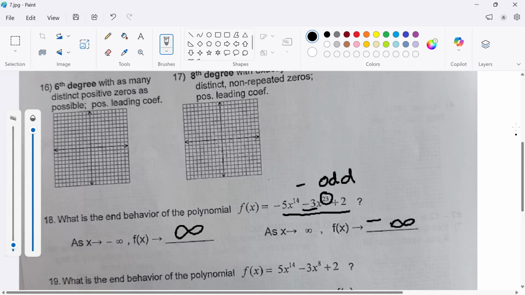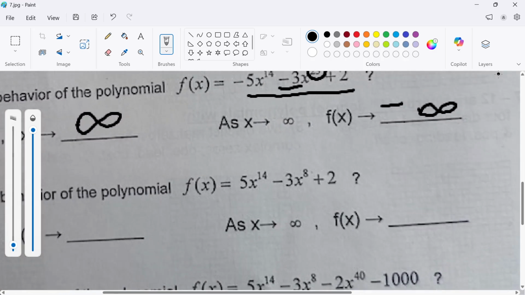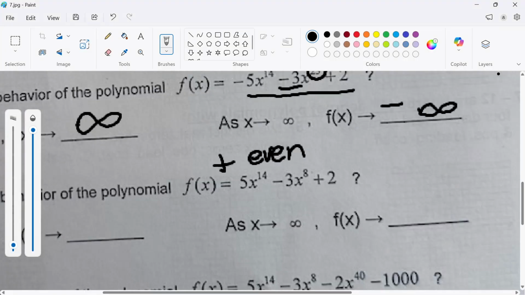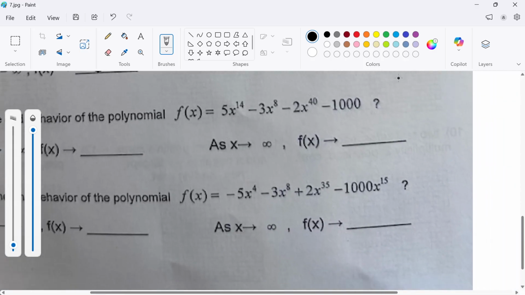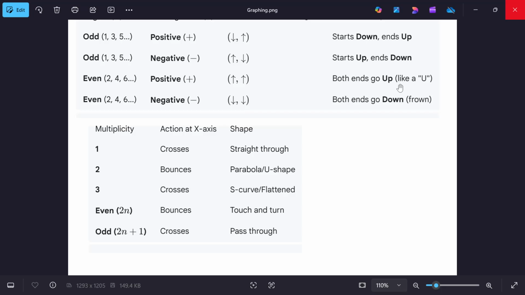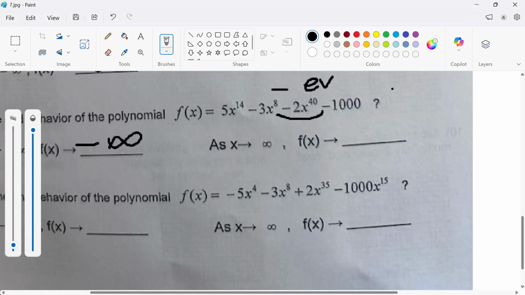Next one. This one they've written properly. The degree is even. The largest power is right at the front, even and positive. So I'm going to look for positive, even on the table. Positive, even, up, up, both infinity. I go down to the next one. Here's the degree, 40th, so that's even and negative. Negative, even, down, down, both to negative infinity.